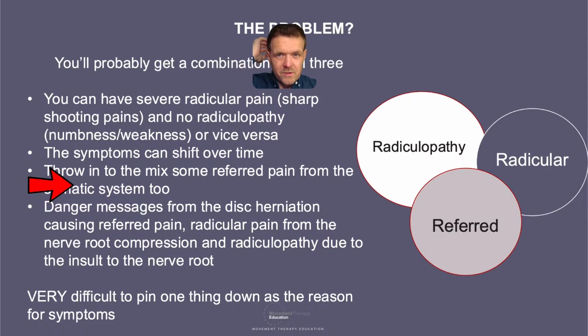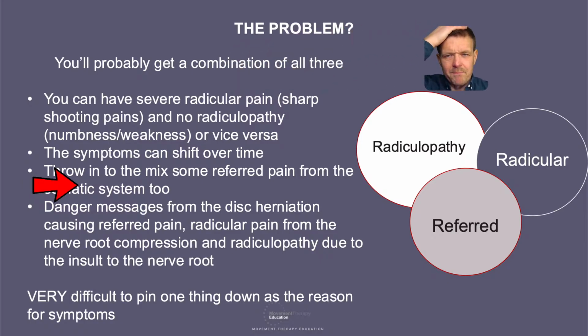The issue is, though, that they can often overlap, and this is where we finished off last week. So you can have a radiculopathy with maybe a bit of radicular and referred symptoms. So it's not just that you'll have one without the other two. You might have one with another one, or one with the other two. You could have one on its own, absolutely, but it's very common for them to be mixed. So it's very difficult to pin one thing down as the reason for symptoms. And this is why we have to go through a specific check.